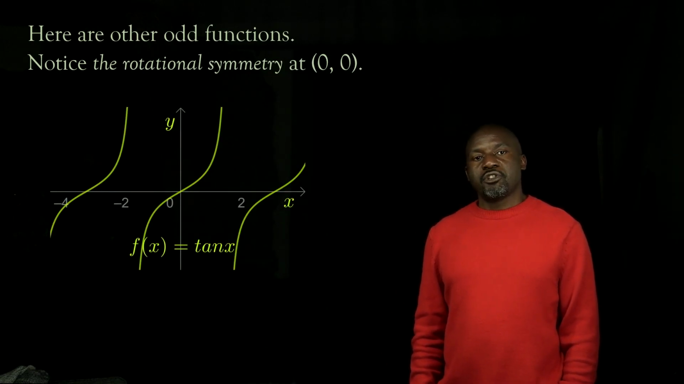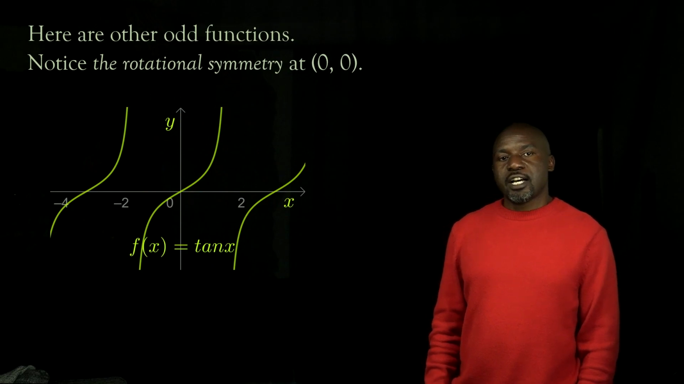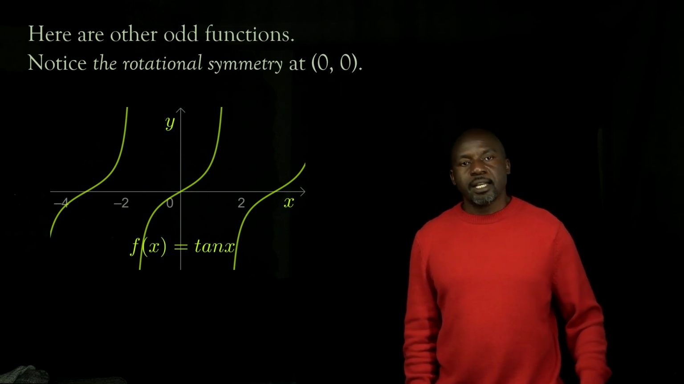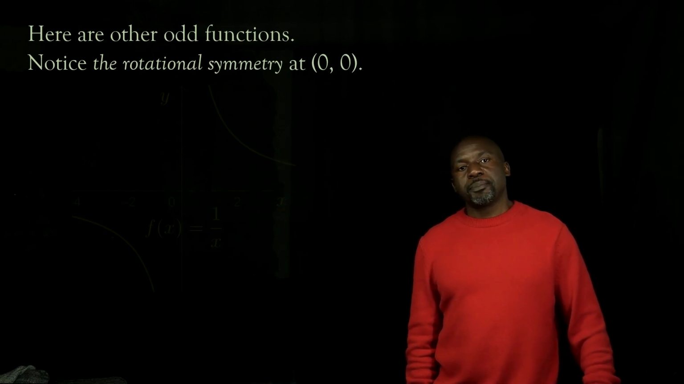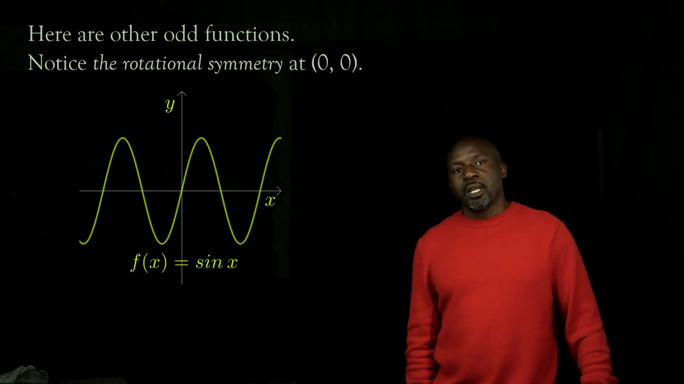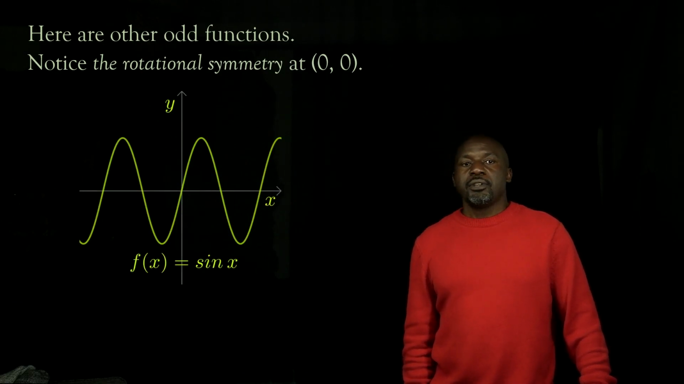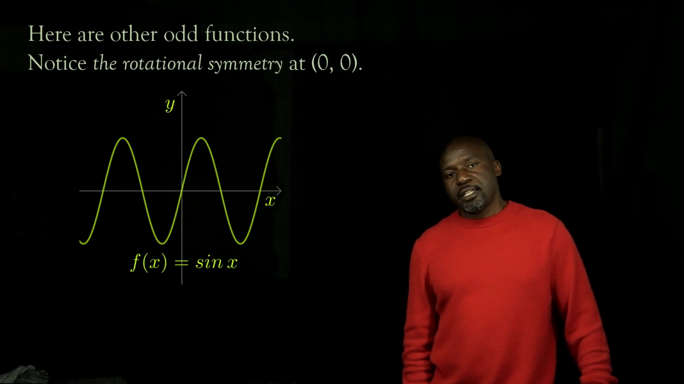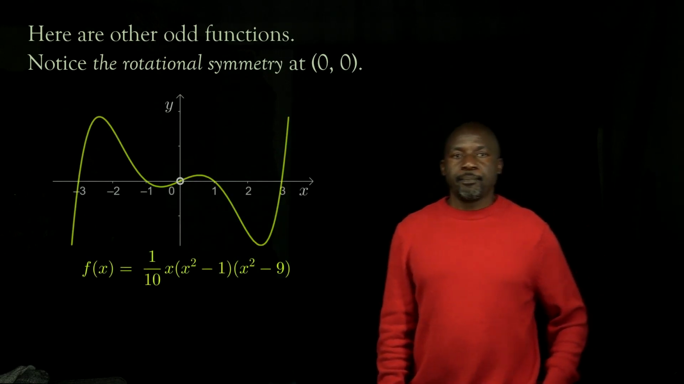You can see the trigonometric tangent function, tan of x, is also an odd function. You can see the reciprocal function, 1 over x, is an odd function, okay? This is the sine function, the trigonometric sine. You can see that that is also an odd function. There is a rotational symmetry of 180 degrees about the origin, okay?